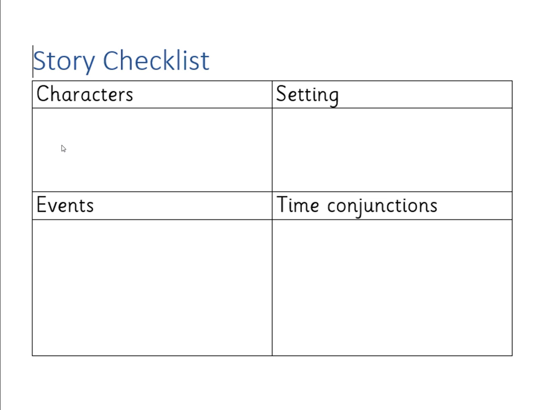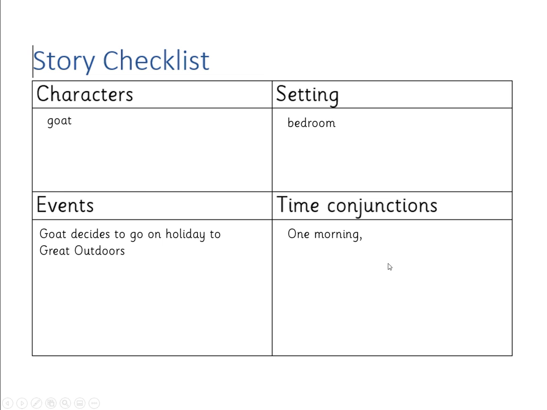So what I want you to do is fill in the different sections. Now I've done one of the characters here, and that is Goat. But there's another character and you need to find out what they're called and write their name down properly. Now, the setting in this first part of the story isn't described in the writing, but you can see it. It's a bedroom. And then the event, the key event here, we said, was Goat decides to go on holiday to the great outdoors. So that's condensing what we do. And then time conjunctions or time openers was one morning. And it's quite important, if you can, to include the comma.